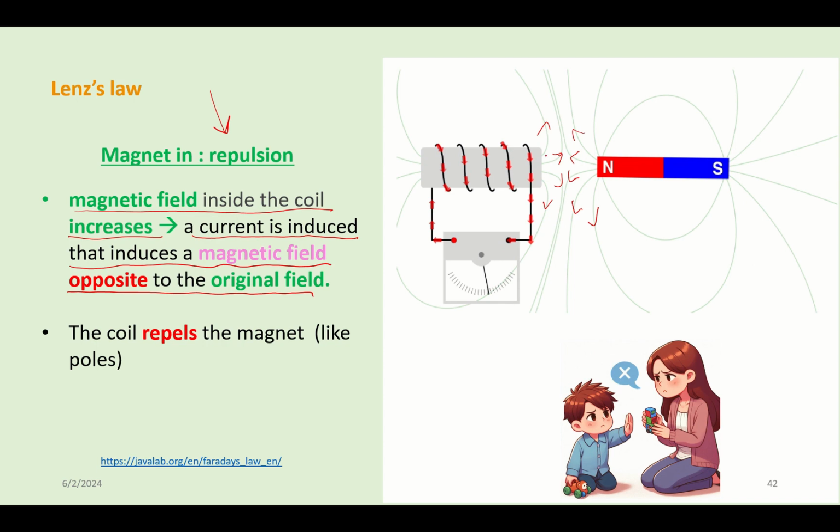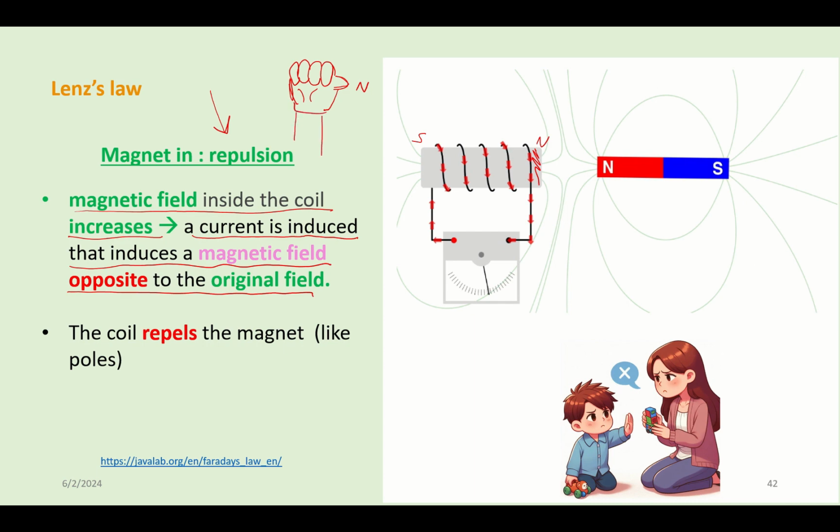Now what repels north? Another north pole. So we will have a north pole on this side of the coil, and a south pole on the other side of the coil. And according to the right-hand rule, we put the thumb in the direction of the north pole, and your fingers will coil like this. If you do this with me, this way we can find the direction of the induced current.